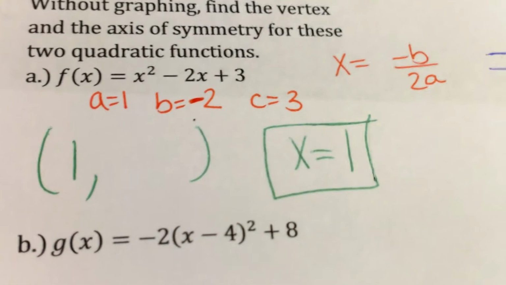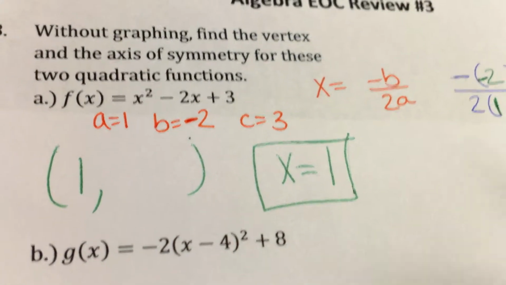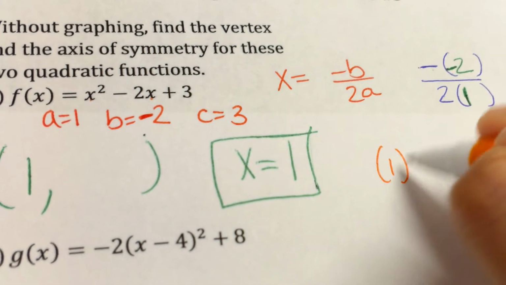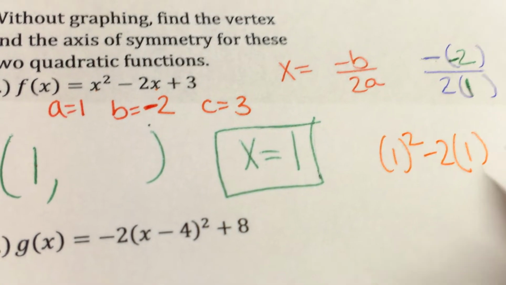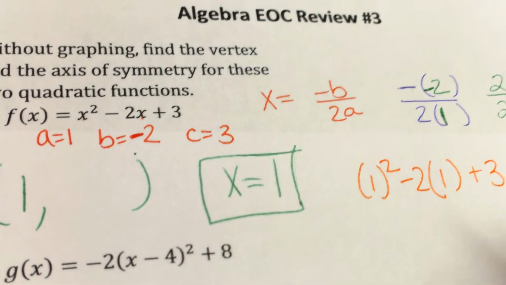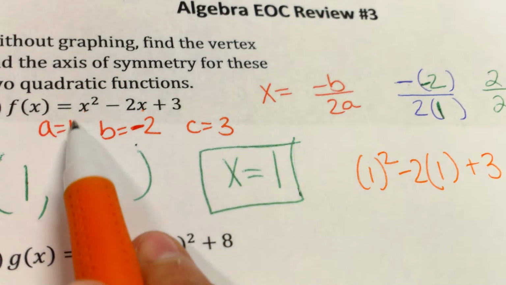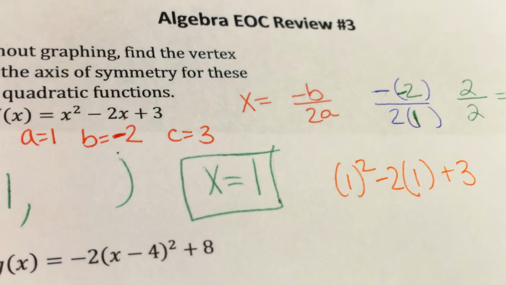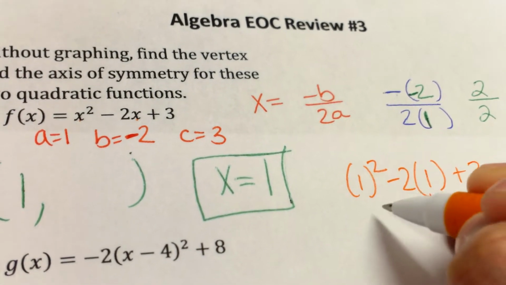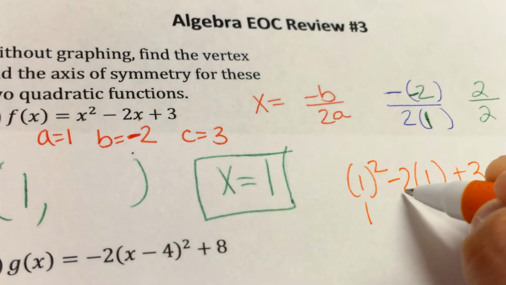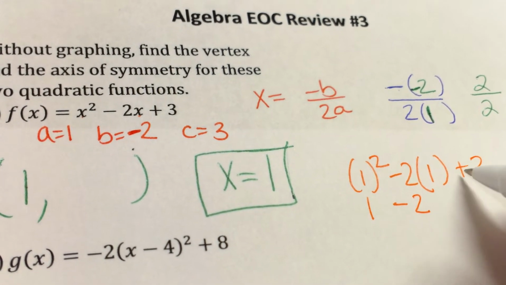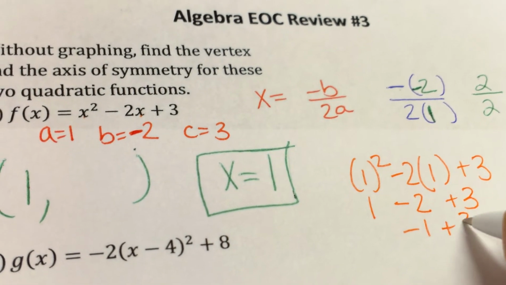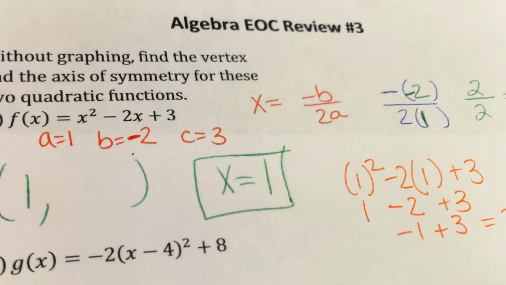Now to find the y, we're going to plug in the 1 into the x. So we're plugging in 1 here and here as well. So we're going to do 1 squared minus 2 times 1 plus 3. So all I did was plug in the first part of the vertex, the x here, to find the y. So we put this in the calculator, or you can just do it by hand. 1 squared is 1 times 1, which is 1. -2 times 1 is -2, and then plus 3. 1 minus 2 is -1 plus 3, which ends up being positive 2.